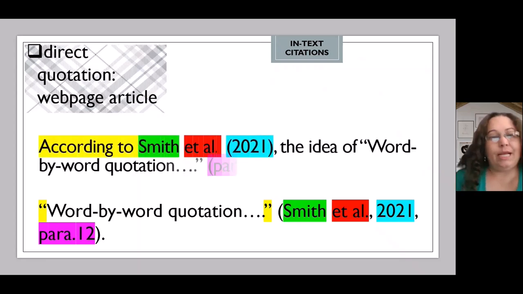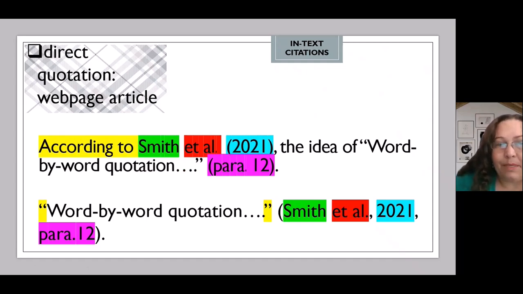Let's see what happens when we use a website, an article that appears on a website. Remember that we're talking here about in-text citations. So what if I take information from an article that appears on a website? When we access information on a website, we do not know if that particular quote appears on page one or two or three. Therefore, we count the paragraphs. Instead of page, we're going to refer to the paragraph and all the rest will stay the same.